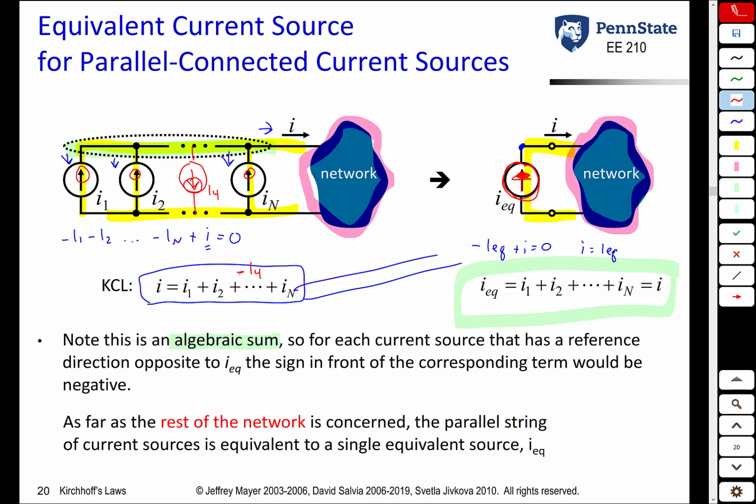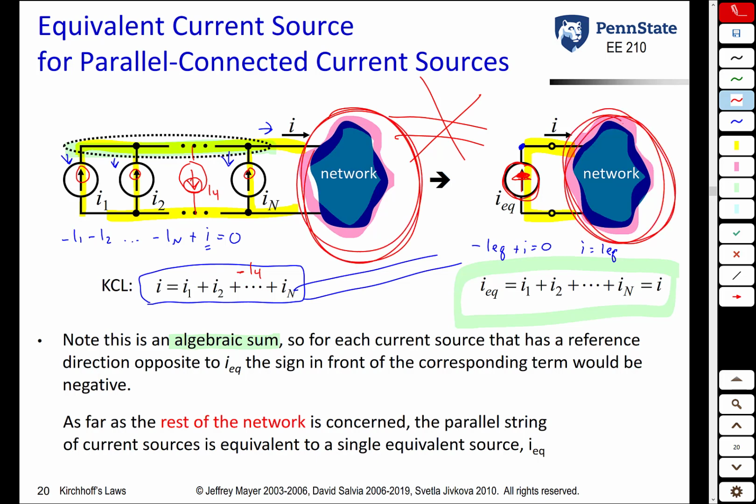Like voltage sources in series, I am not saying that this circuit on the left is the same as the circuit on the right. What I'm saying is, as far as this part of the circuit is concerned, they are the same. If we are interested in one of these individual current sources, we may not want to combine all these current sources in parallel because you lose that individual information about the current source. If, however, we just want to see the effect that these current sources have on the circuit on the right, it's okay to combine these.